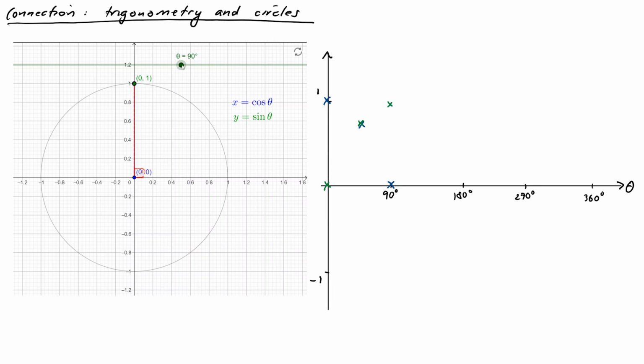Let's continue to the next one, which will be 135. There we go. So you can see now cosine is -0.71, sine is 0.71. Continue on to 180. Now cosine has got all the way around to -1. Sine is back to 0. 225. We'll have -0.71 and -0.71. 270. Almost there. Cosine is now 0 again. Sine is -1. 2 more.